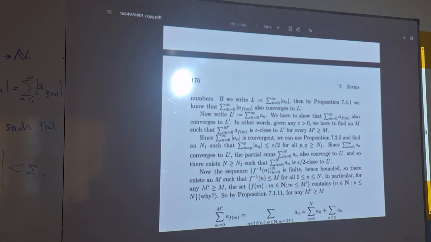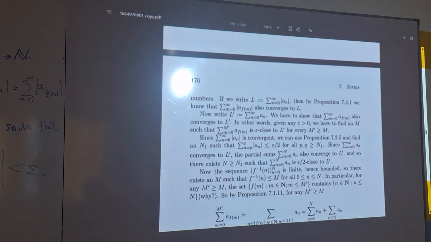Because my proof is very different from this proof. I will prove it within a couple of minutes, my proof, but this is different. That's right, capital N1 is in the proof. Now he is saying that since the sum from n equals 0 to infinity of an converges to L dash, the partial sums also converge to L dash. I mean, that is the meaning of the series converging to L dash.